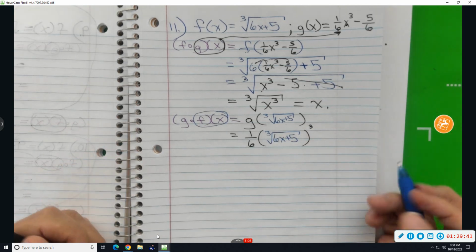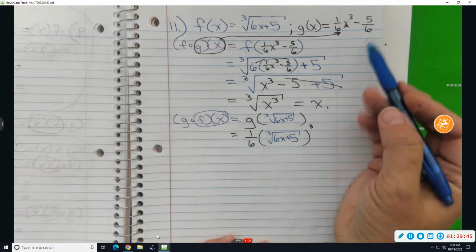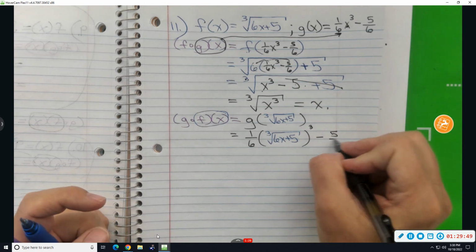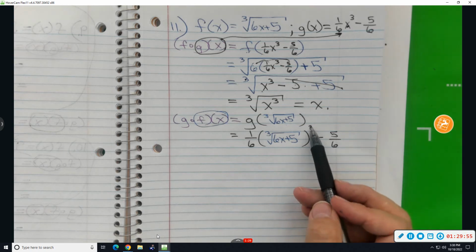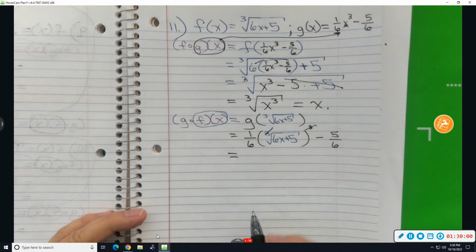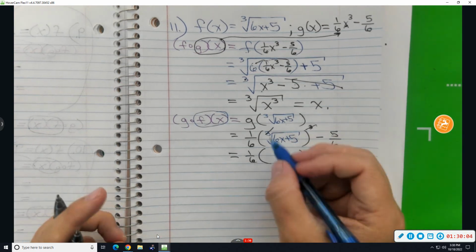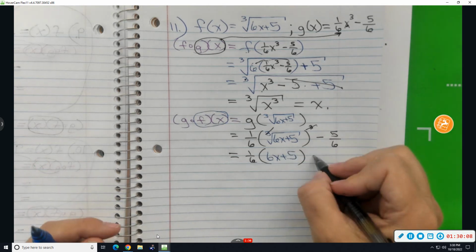And I think we have something else stuck on there. What is it? Minus 5 over 6, sorry. And this is really working out nicely. What happens when you cube? So we're just left with 1 over 6 times parentheses 6x plus 5, minus 5 over 6.